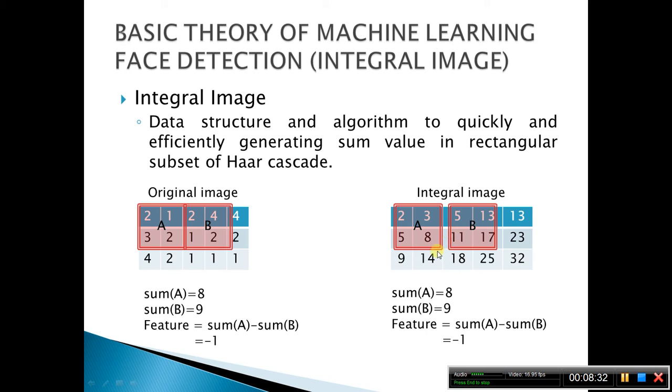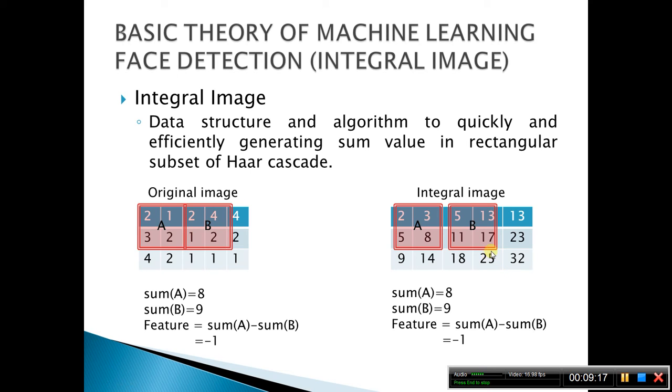With the integral image, this algorithm makes each pixel the sum value of all pixels before it. So now this pixel is the sum of its own value, 2, and the pixels before it, which are 2, 1, 3. It's the same for the big one, 17, which is the sum of its own value, 2, and the other pixels before it.